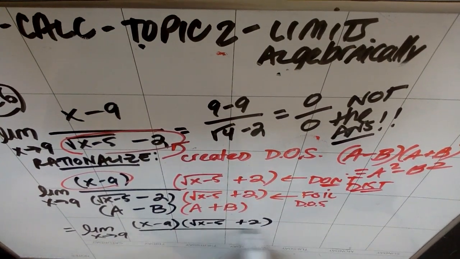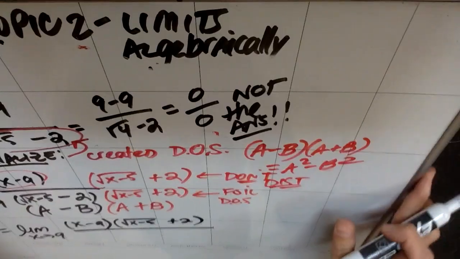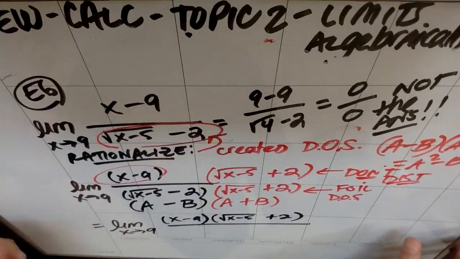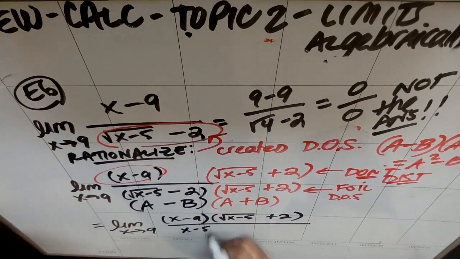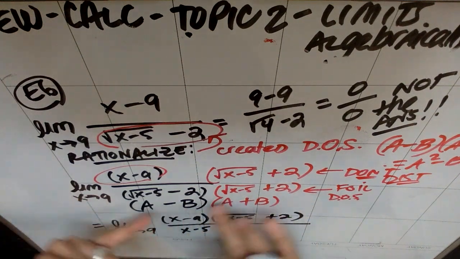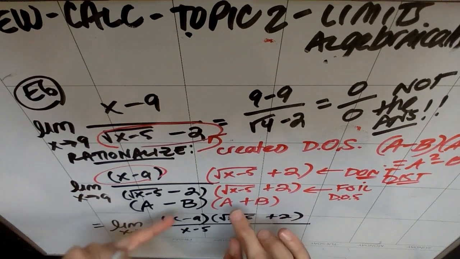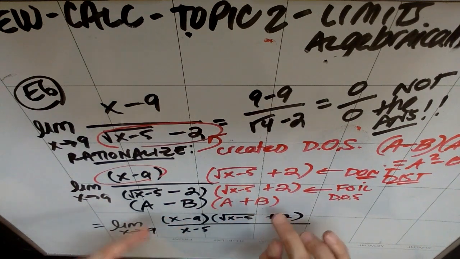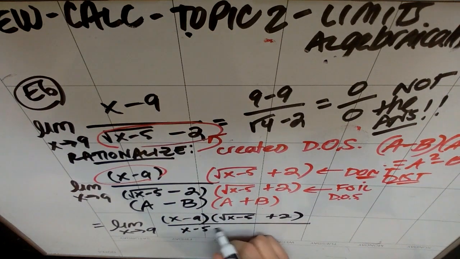okay? On the bottom, when I FOIL, my a squared, right, because it's going to FOIL into a difference of squares, a squared minus b squared. Root x minus 5 times root x minus 5 is going to give me an x minus 5, no more root. The outer and inner will cancel. The outer will be a 2 root x minus 5. The inner will be a negative 2 root x minus 5, meaning they are the same thing, but different signs. That's the purpose of this difference of squares. It will cancel out that part. And then the last, the L in FOIL, is going to be a negative 2 times a positive 2, which is a negative 4.